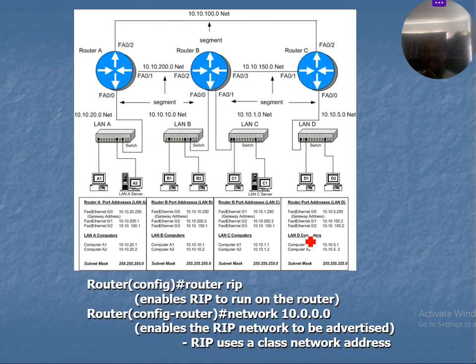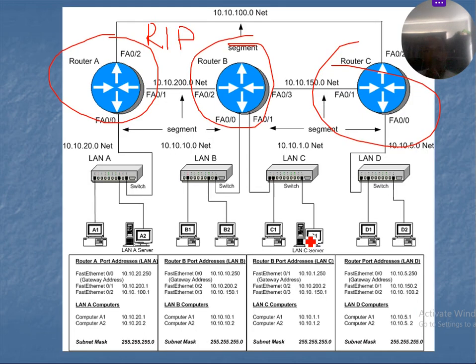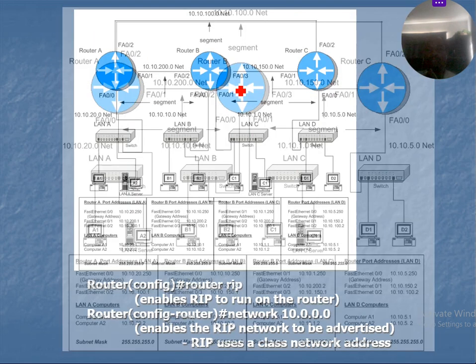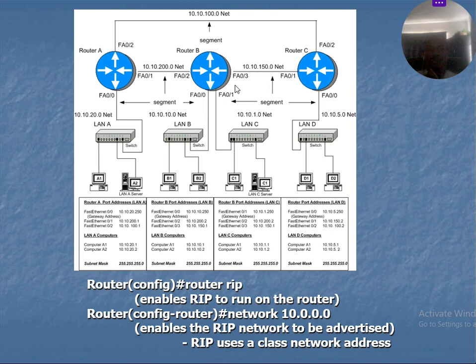Now let's take a look at how to configure RIP so that the system can operate after configuration. How do we configure it? What we do is, you look at the network. This is an example of a simple campus network.